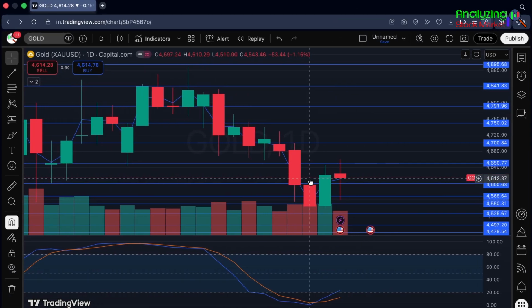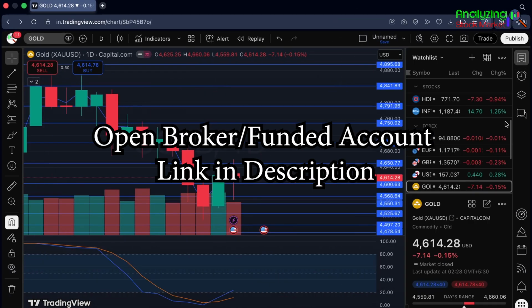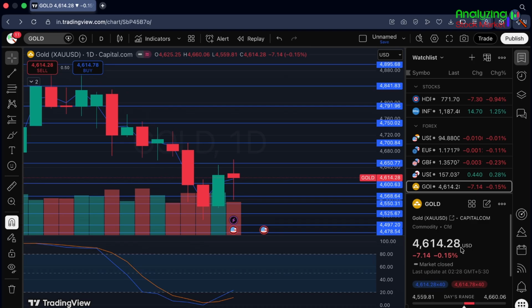So first let's see what happened in gold USD on Friday. As you can see, a 0.15% negative move. 4614.28 was the closing on Friday. Now I'll be talking about what is going to happen in the coming week. I'll also be marking some important support and resistance zones which will help you to take better stop loss and target levels according to your bias, and I'll share my opinion on what could happen in the coming week according to my analysis and previous week movement.